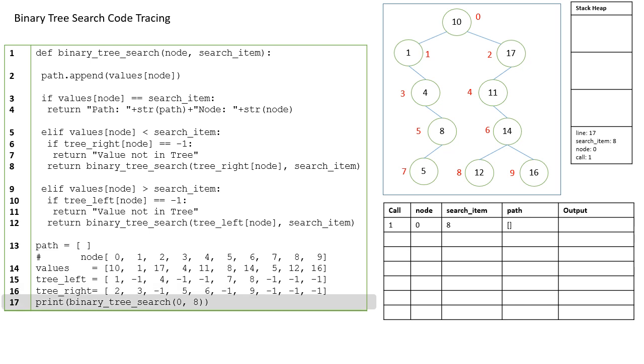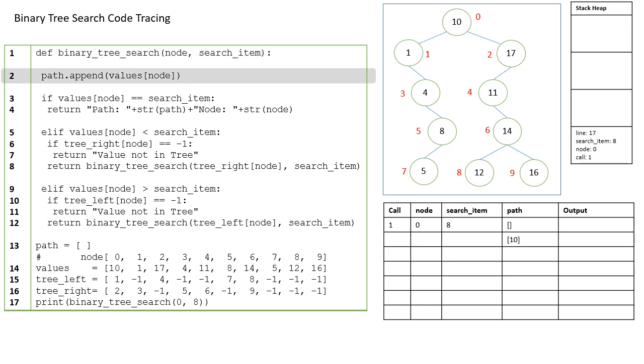Next, we make our first call to binary tree search, and the value that we're searching for is the value 8. We're starting at node 0. This is our root node. So now we are going inside the binary tree search function.